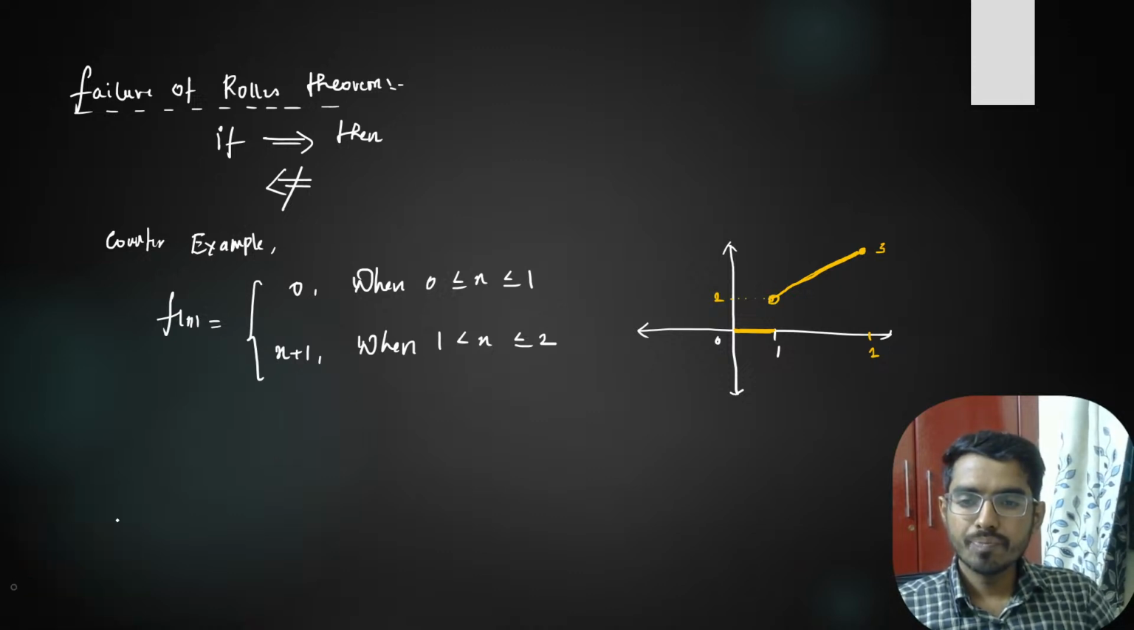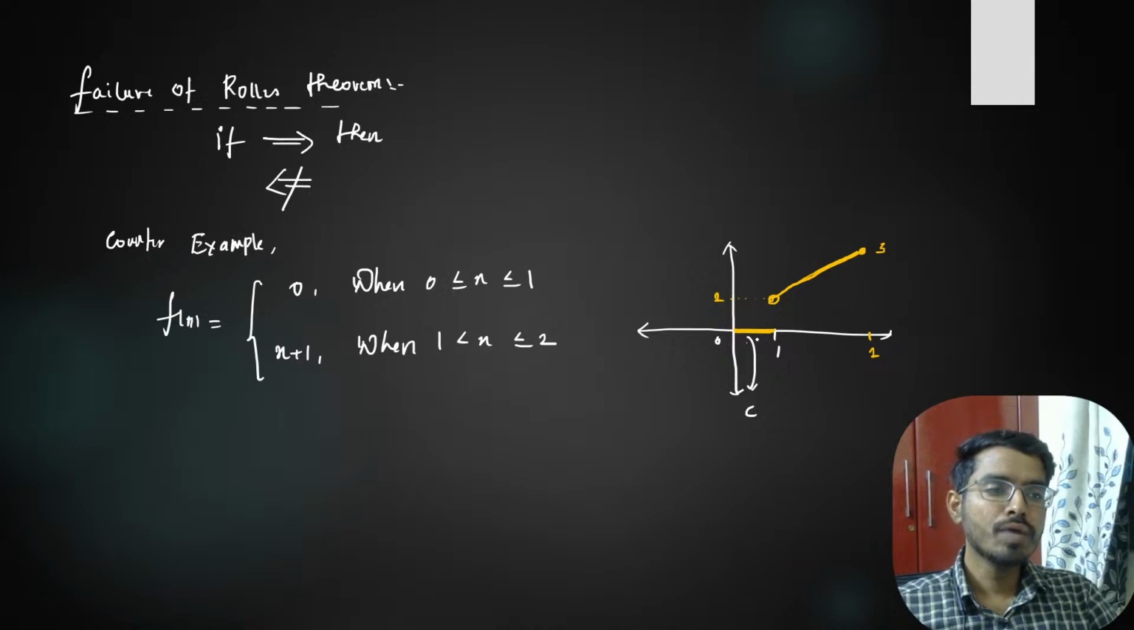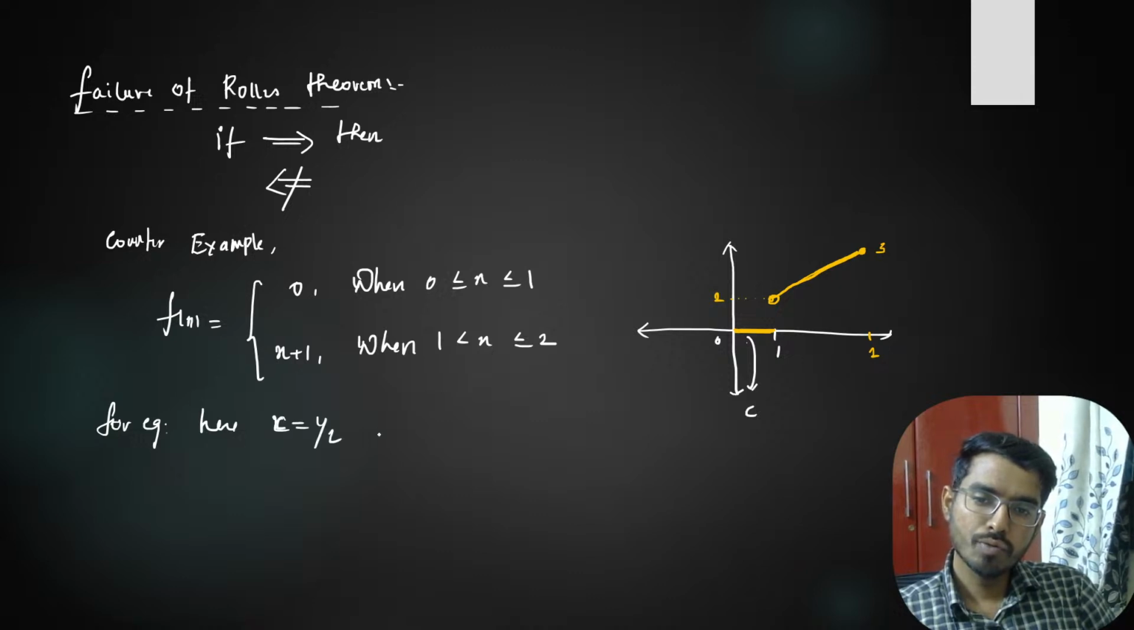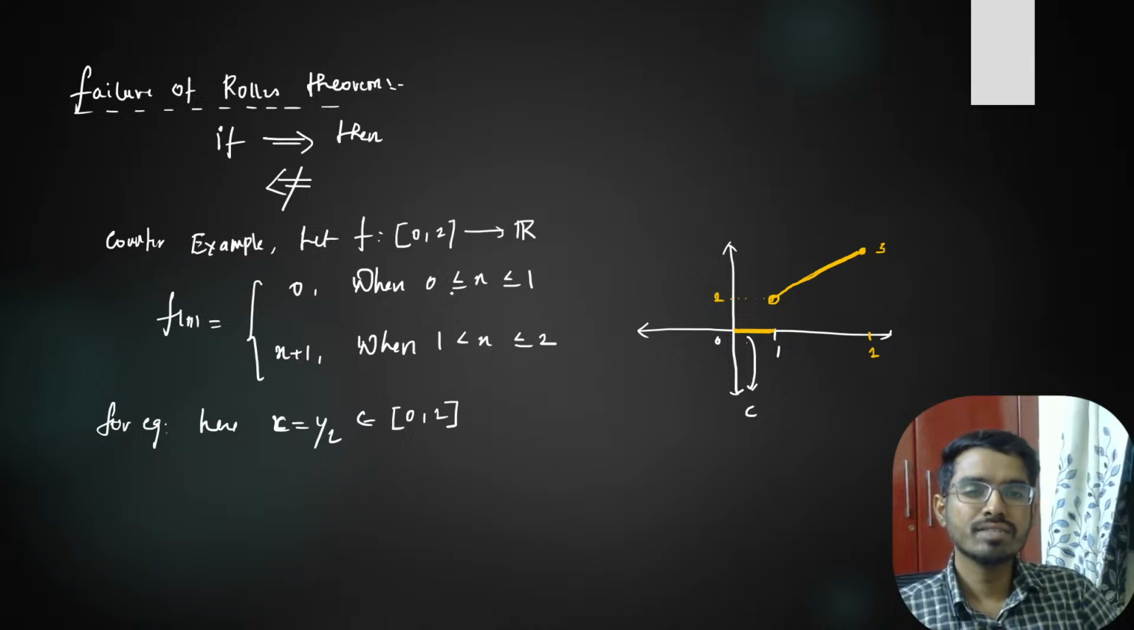Now you can see that I can find a point C in the interval 0, 1 whose derivative at that point is 0. I can find infinitely many C here, right? For example, let us take C is equal to 1 by 2. This 1 by 2 belongs to the closed interval 0, 2, right? I'm defining a function f from closed interval 0, 2 to R. You can see f dash of c is 0 at that point, right? Because the derivative at any point is 0.